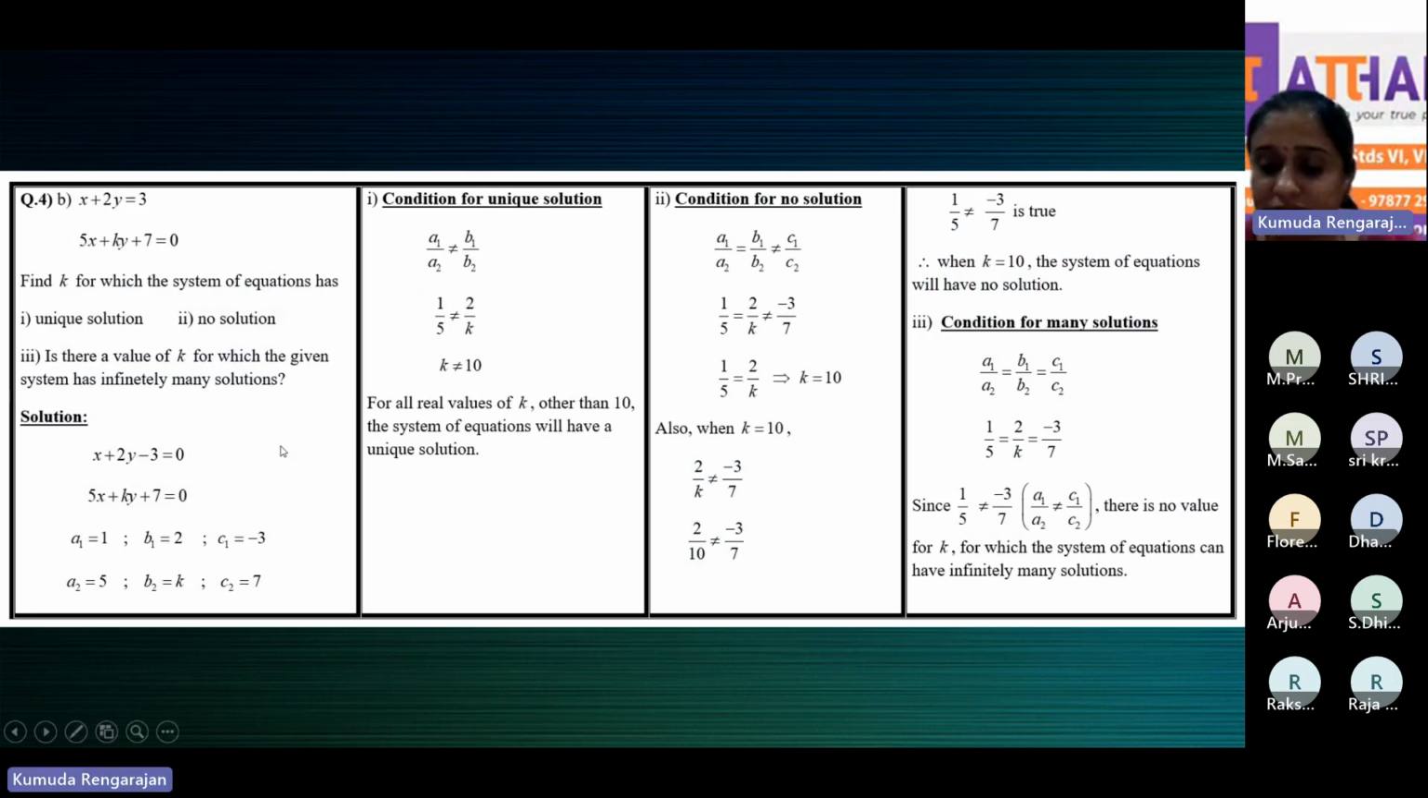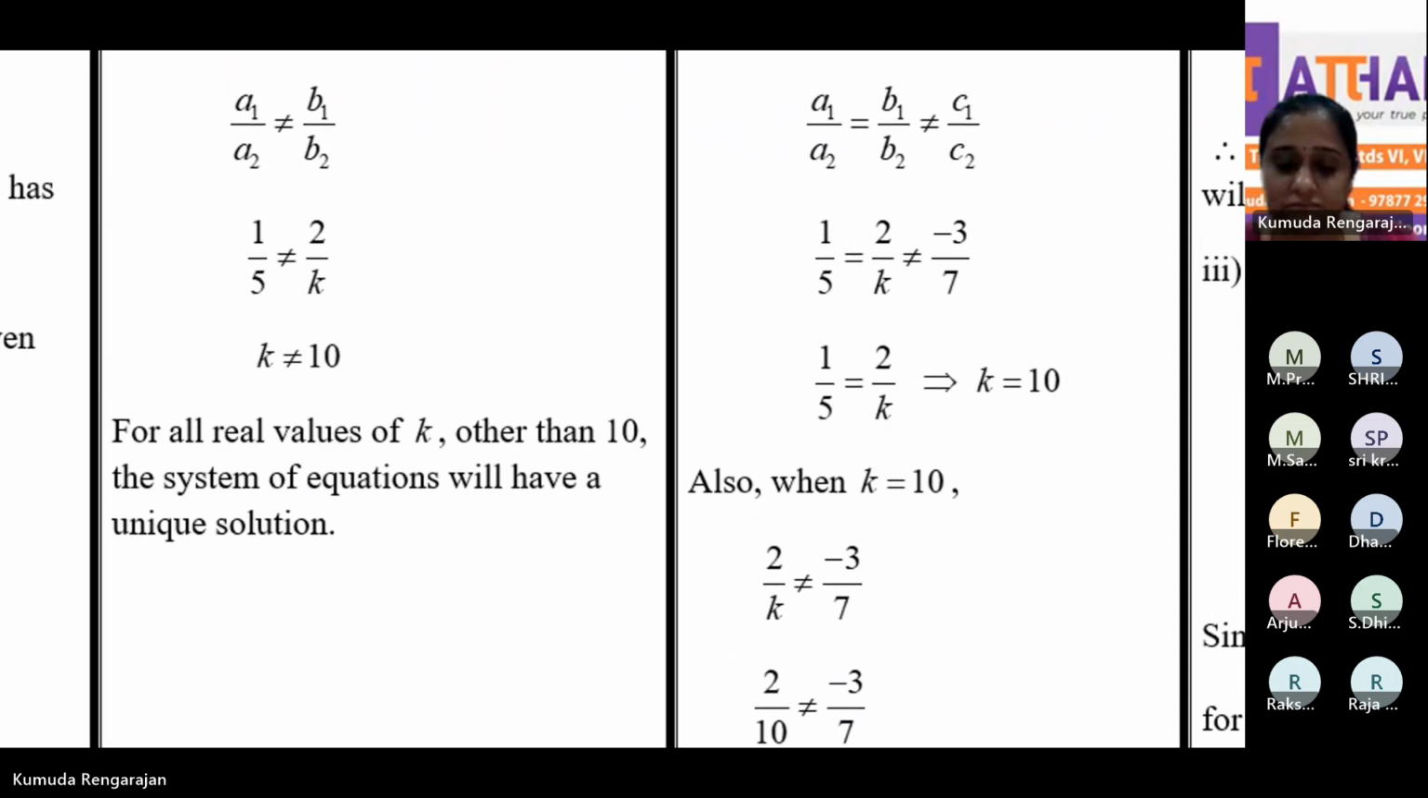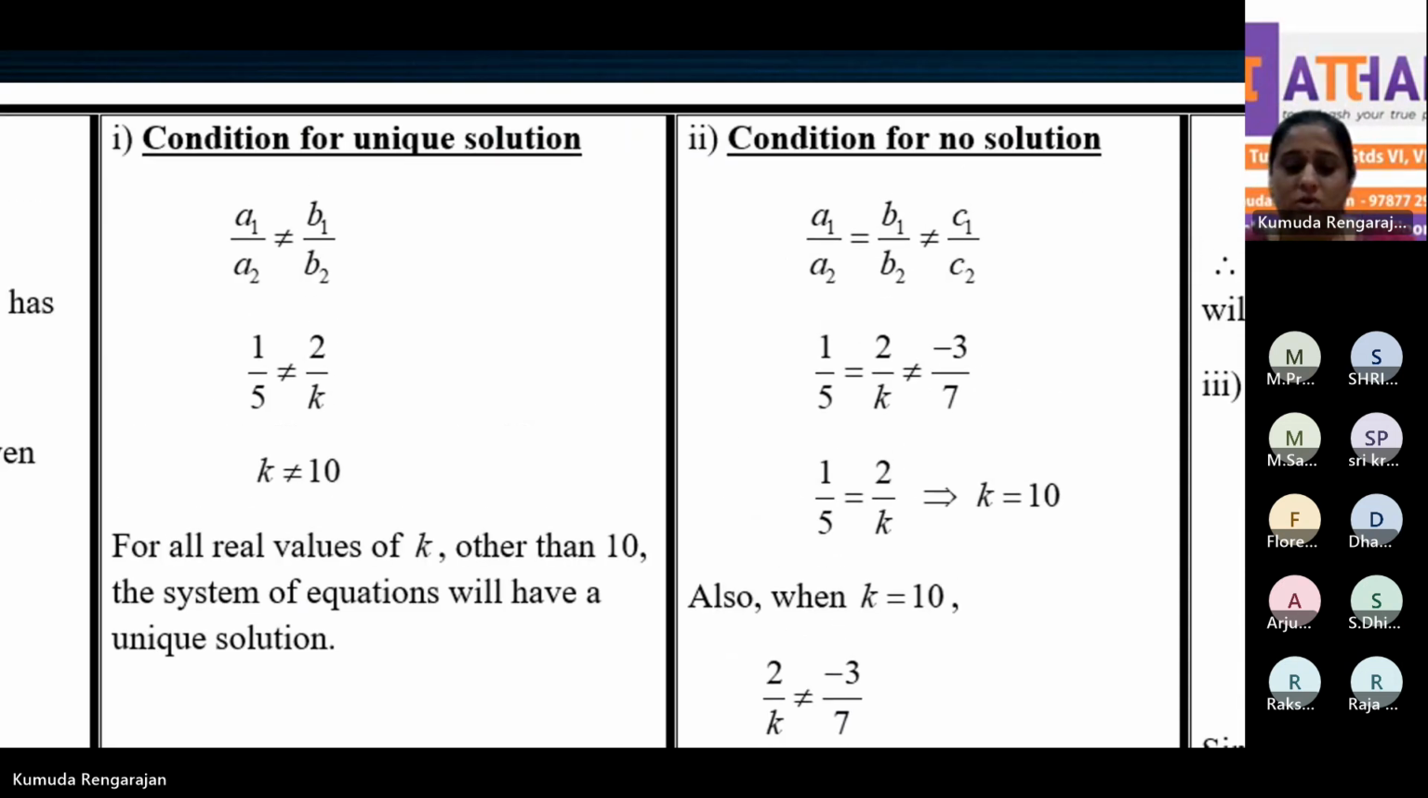So you can see here, concentrate only on this part. What is the condition for a unique solution? A1 by A2 is not equal to B1 by B2. Substitute the values, and on cross multiplying, you get k is not equal to 10. That means k should not be 10. But the question is, what is the value of k? You should not just say k should not be 10.